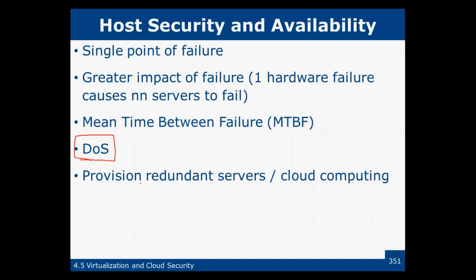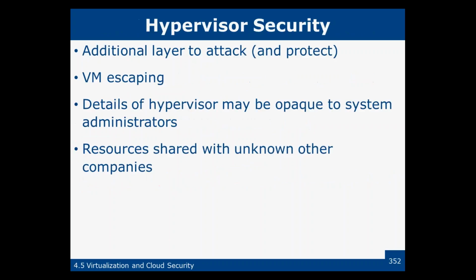Provision redundant servers, we can do that. There is a way to set these things up so that they automatically back themselves up or become redundant, and this would be cloud computing. We would want to do that someplace else, because hopefully the only reason we would need the redundant server is if we had a disaster of some sort. Not that we want a disaster, but we don't want to have to necessarily use those things. We have an additional layer to attack in the Hyper-V. VM escaping here is malware running on a guest OS jumping to another guest operating system.